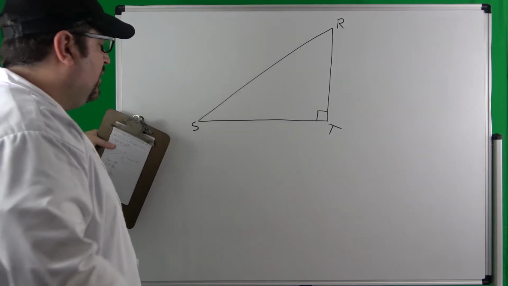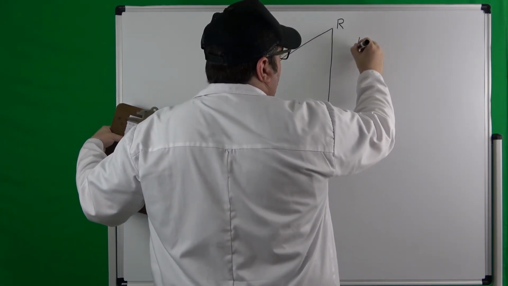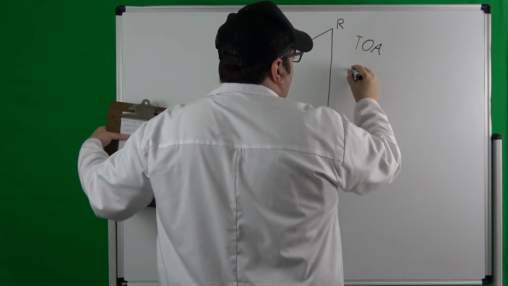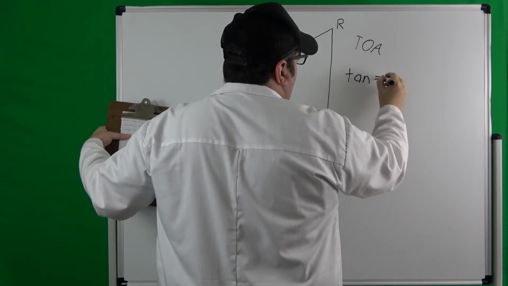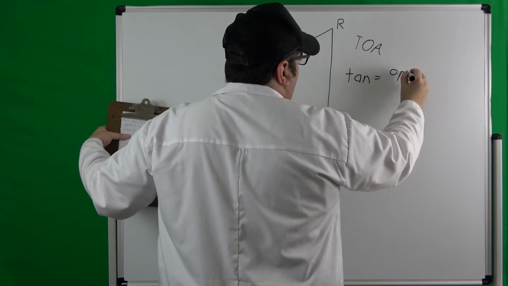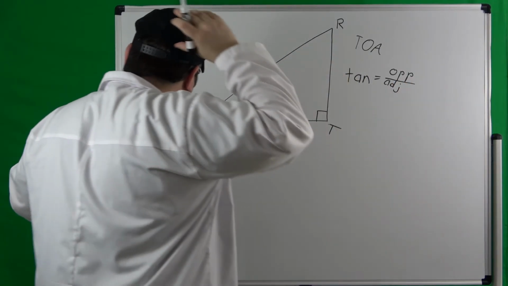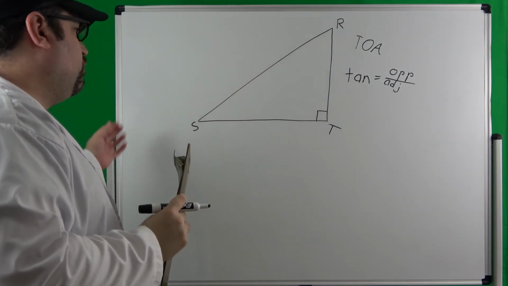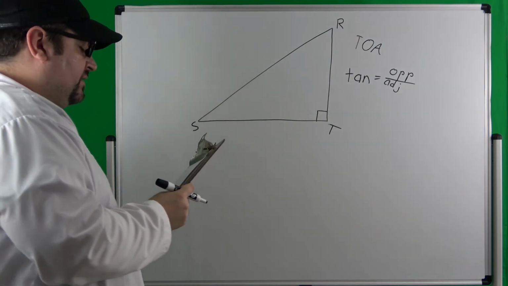And if you remember, tangent on the SOHCAHTOA, tangent equals the opposite over the adjacent. Now they didn't give us any values to work with here, so we're just going to have to use the names of the lines here.